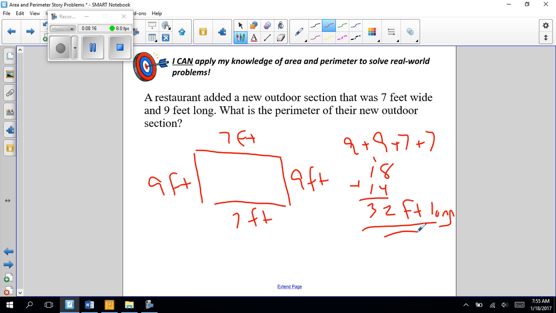And the question now, like, why would that be useful? Why would I care that it's 32 feet there? So pause it and just think about that for a second.